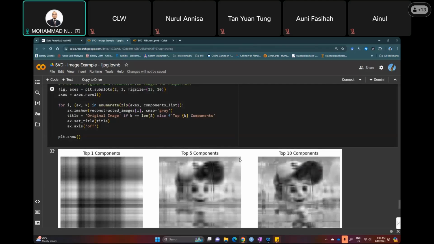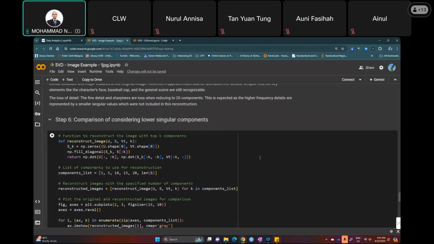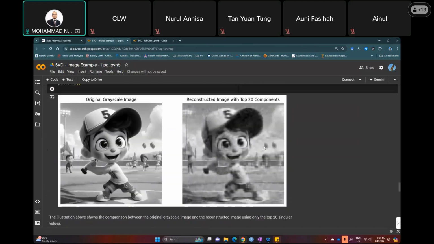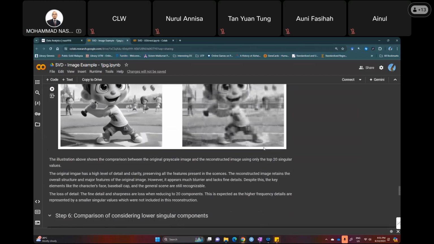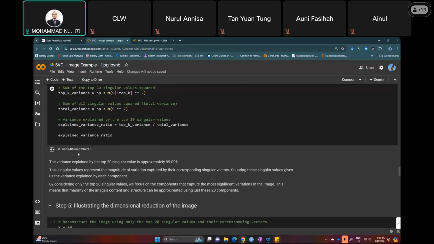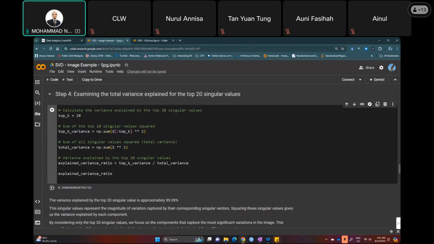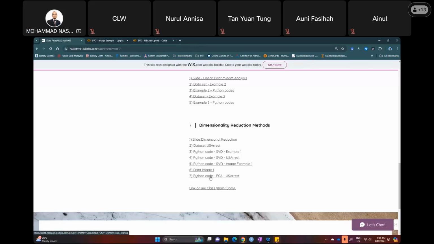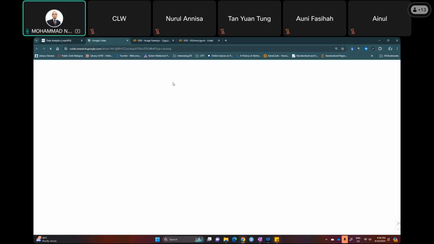The point is we want to reduce the number of variables, the dimension, but preserve the elements in the original dataset. That is the point of dimensional reduction, and we need to choose singular values with variance explained of more than 90%. In this case, when we take 20 singular values, the percentage of variance explained is 99%. That is for SVD, and this is the Python code for PCA. You can have a look at this one.